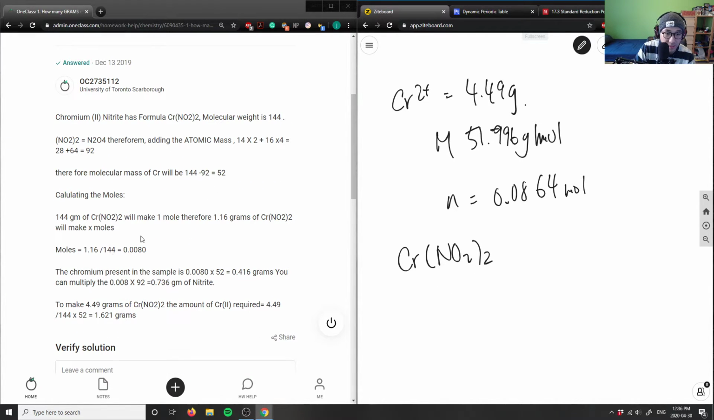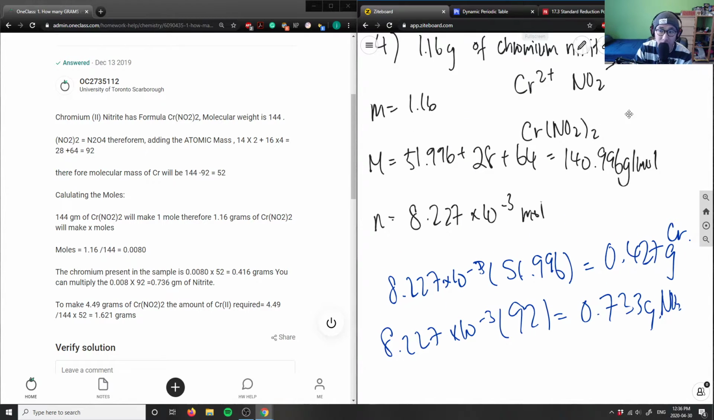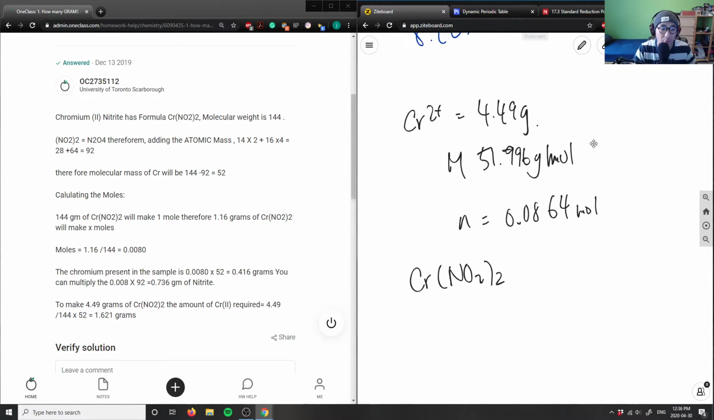So again, what they did here, they calculated the amount of moles like so. To make 4.49 grams of chromium nitrate here, the amount of chromium required is 4.49 divided by the total molar mass, which is 144, or as I calculated, 140.996, and we're multiplying it by 52 here, because that's the molar mass of chromium here.